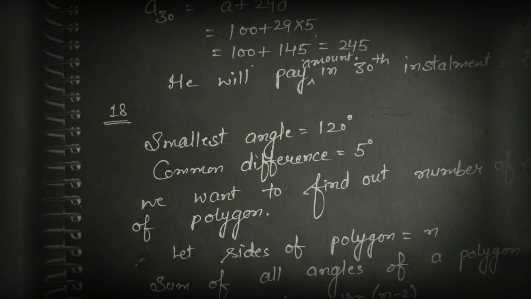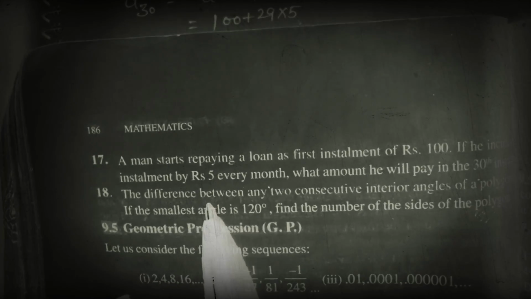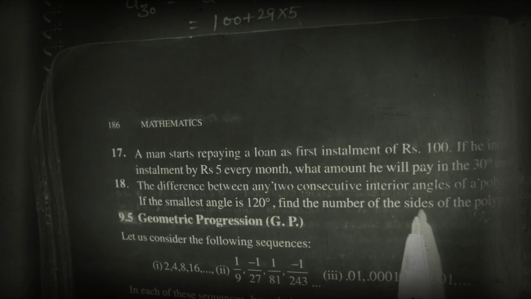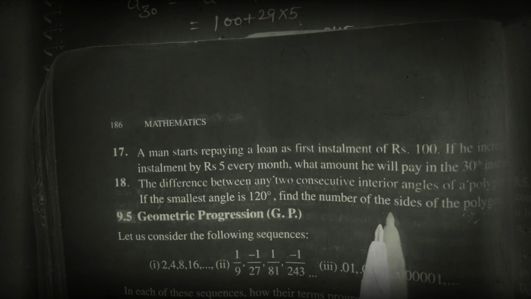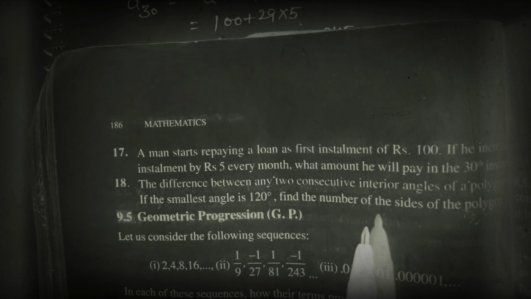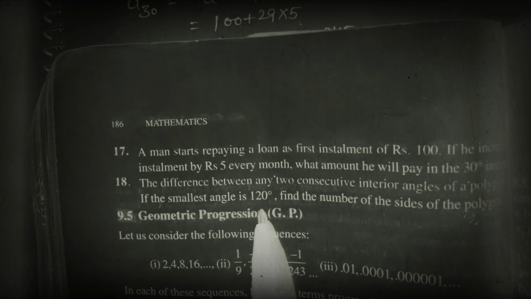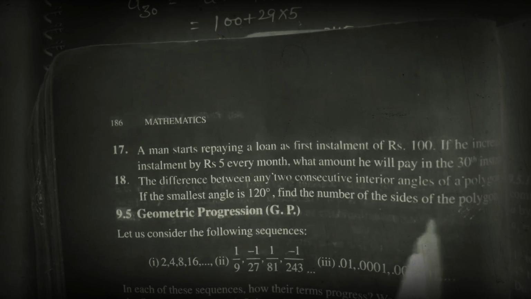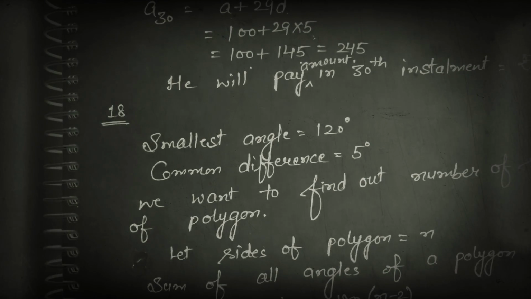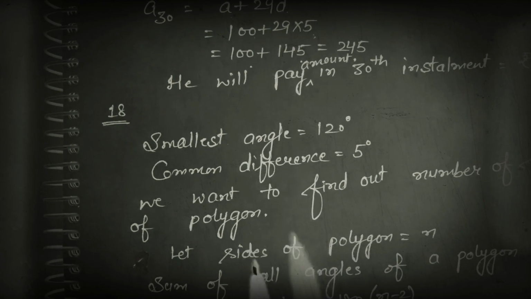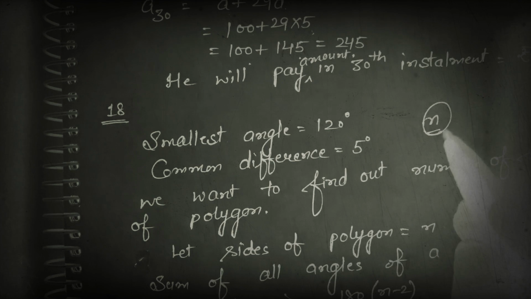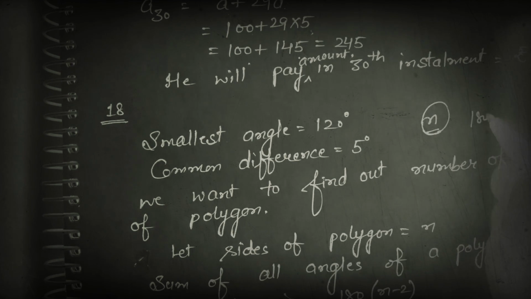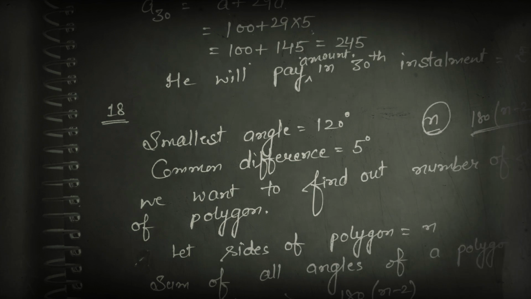Now come to the last question of this exercise, the 18th question. In the 18th question, what is given? The difference between any two consecutive interior angles of a polygon is 5 degrees. आपको क्या गिवन है? एक पॉलीगन के टू कॉन्जिक्यूटिव एंगल्स का डिफरेंस गिवन है 5 डिग्री. If the smallest angle is 120, then find the sides of the polygon. How will you do this question? We want to find the number of sides. We know that if the number of sides of a polygon is n, then the sum of interior angles is 180 into (n minus 2). This is the sum of interior angles.